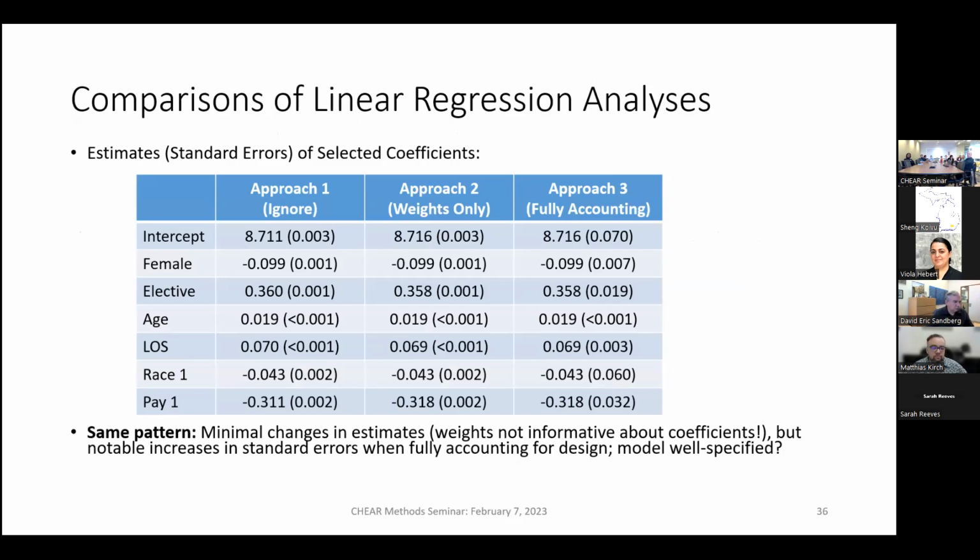So here are the estimated regression coefficients in this linear regression analysis. So approach one, ignoring the weights, approach two, accounting for the weights only, and then approach three, fully accounting for all the design features, same pattern that we saw earlier. The weights were not informative about these regression estimates, but we do see changes in the standard errors, and even those are relatively slight. So these design features might be less informative about regression coefficients than they would be about descriptive parameters. So if you do a good job of specifying your models, the sample design might not play a huge role in the estimates. That happens a lot with regression.